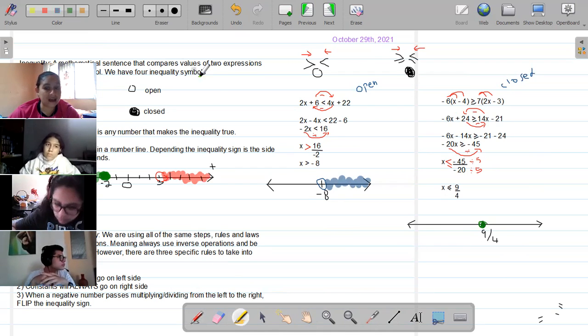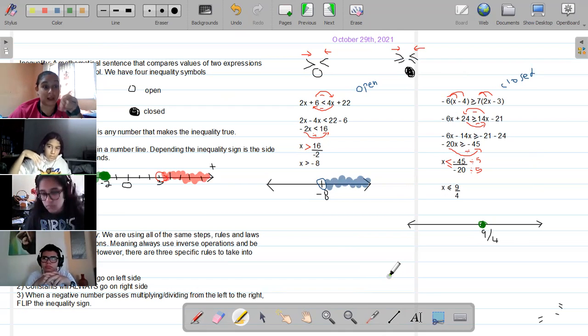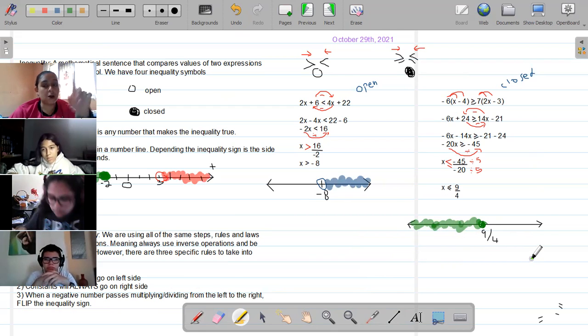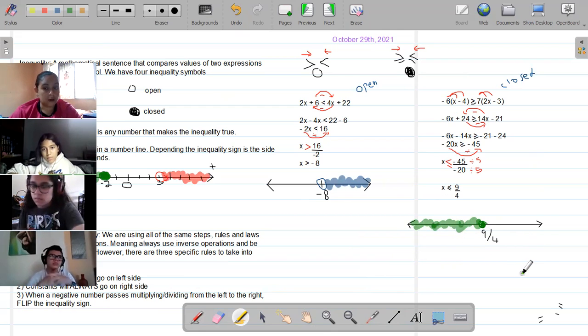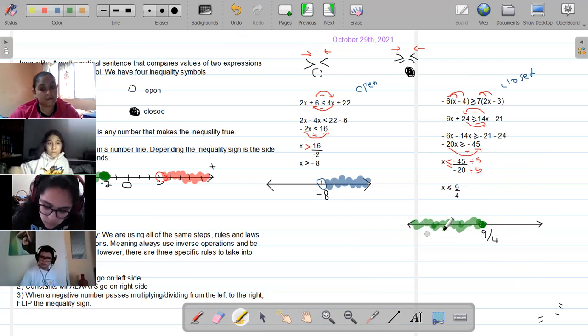Now, to which side are we shading? To the left or to the right? To the left, correct. We're going to graph it to the left. And once you shade it, that is the final answer of the inequality. Your inequality is not complete if you do not draw or graph your inequality and if you don't shade it.